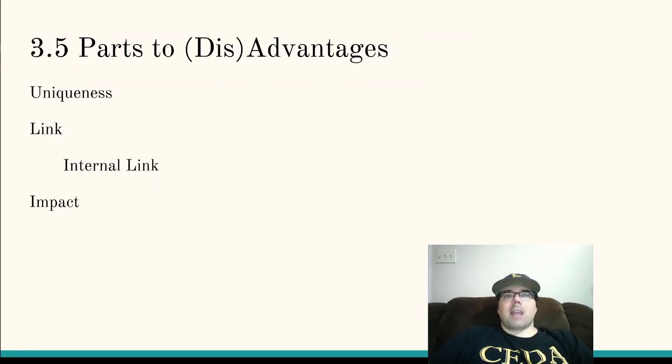There are 3.5 parts to an advantage or disadvantage. The first is uniqueness. The second is a link. The half is an internal link. And the reason it's a half is because it's not always present inside of a different piece of evidence. Sometimes link evidence is really good and there are internal links inside of it. And then impact.